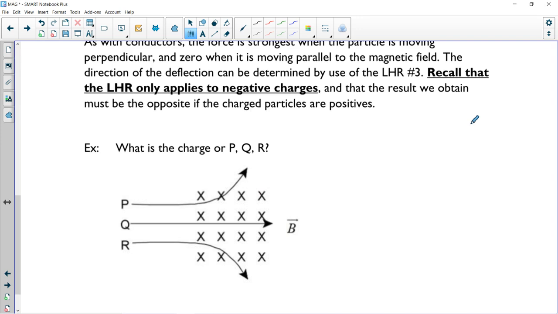So, as I was saying, left-hand rule applies to negative charges. I've got three charges here going through a field that is coming straight out of the page. What we want to do is use our left-hand rule number 3 to determine what's happening here. Remember that these x's mean into the page.